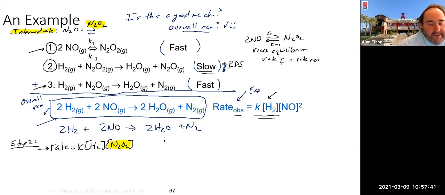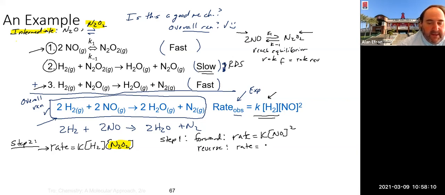So for step number 1, for the forward direction, the rate law would be the rate is equal to k times NO squared, going in that direction. If we wrote a rate law for the reverse direction, going in this direction, we could write that the rate is equal to k times N2O2. Any questions on how I got those two rate laws there? One is for the forward direction and one is for the reverse direction.